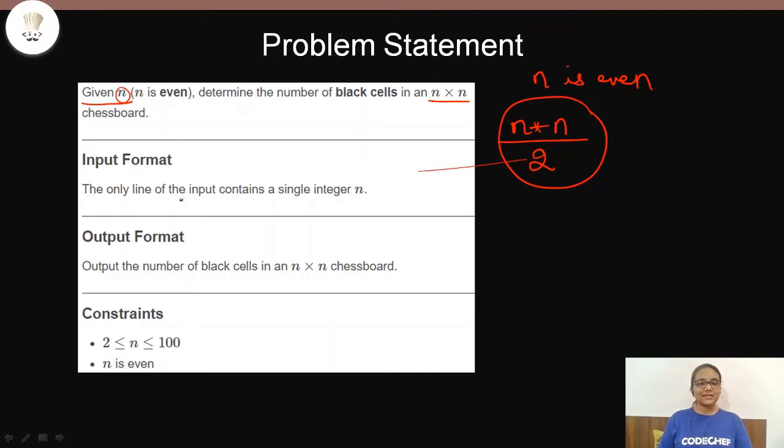So that's it guys. The input format is, here we don't even have test cases. We will just be given a single integer n as input, and we have to output the number of black cells in an n into n chessboard. So that's it guys. This was the problem, and let's see the code.